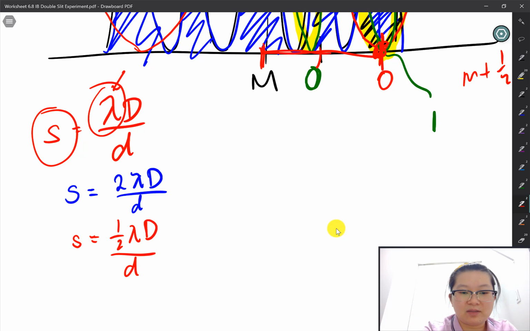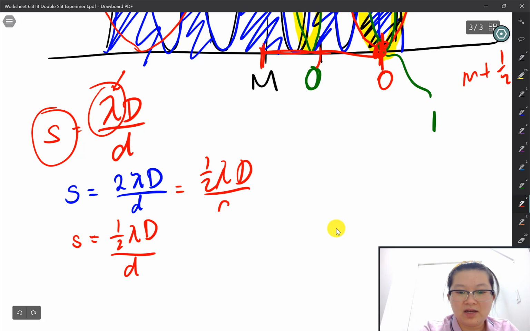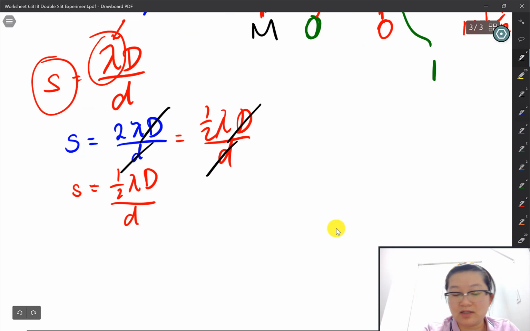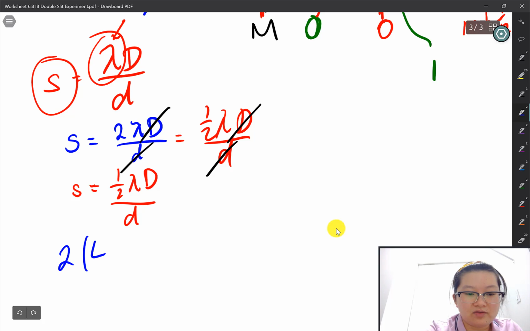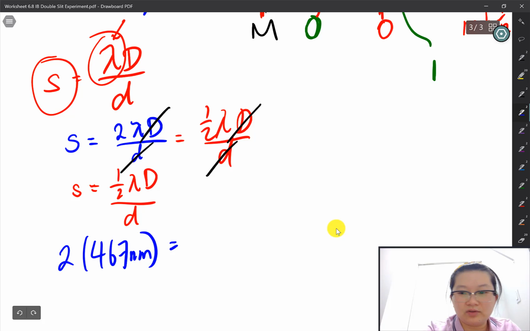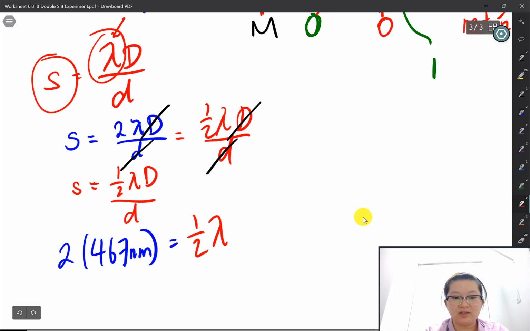So what I'm going to do here is equate both of these equations. Okay, 1/2 lambda, big D, small d. And here a few things are going to cancel out. This d is going to cancel out, this d is going to cancel out, as well as this one. This lambda here is for blue light. So I have to write down 2 times 467 nanometers. And this is going to be equal to a half of whatever this wavelength is, because it's destructive interference.